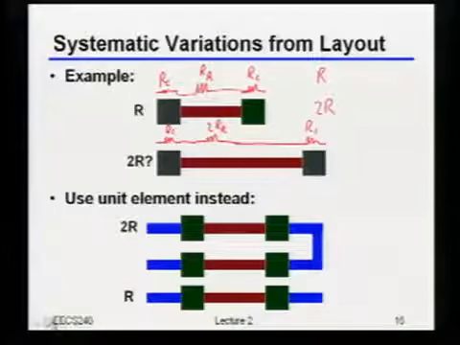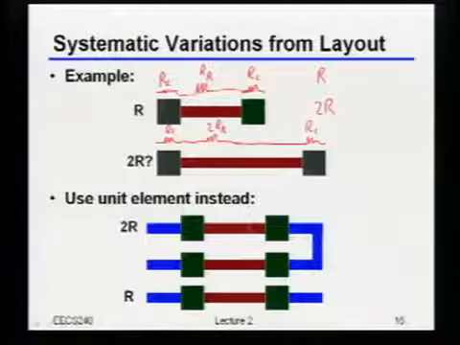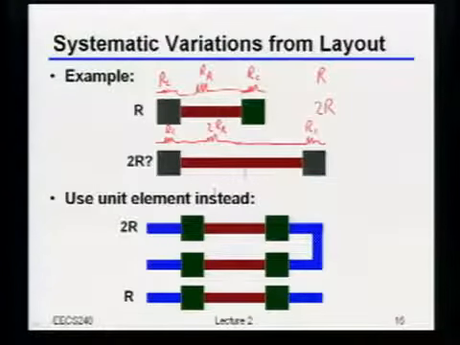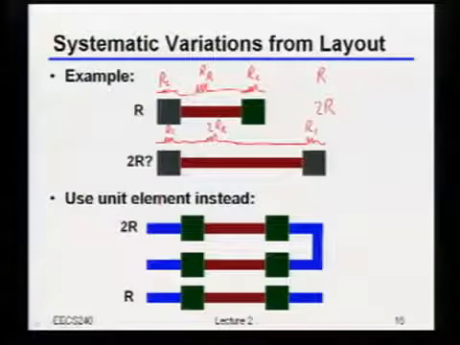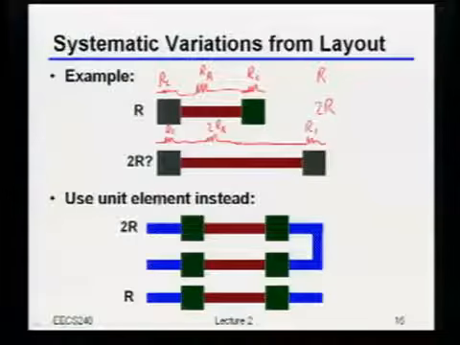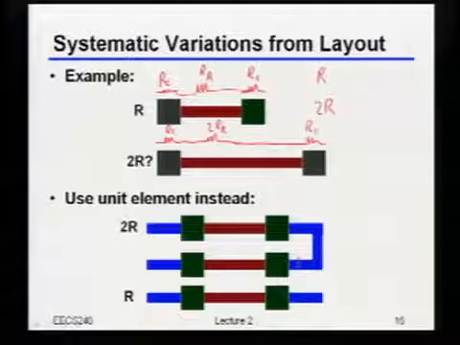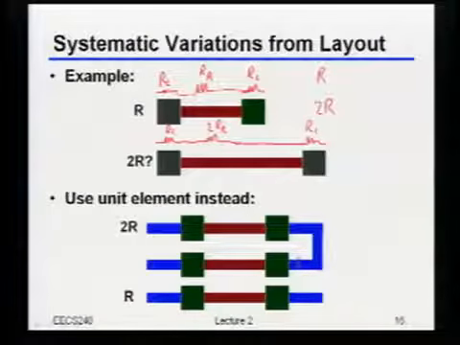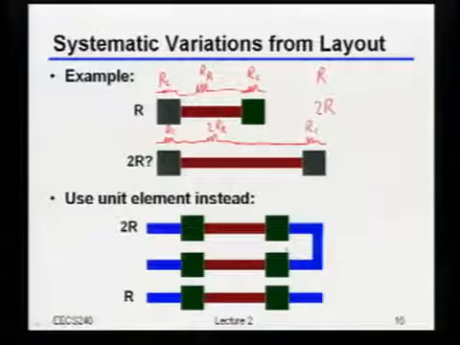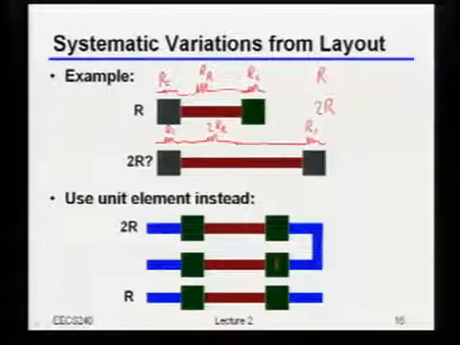So here, rather than just doubling the length, I said my unit element is this whole piece here, the contacts plus the resistor. Now if I want double that resistance, I put two of these unit elements, and then in my nice low resistivity metal, I tie them together in series. I claim this is now a much, much better way of building that ratio of 2R versus 1R.